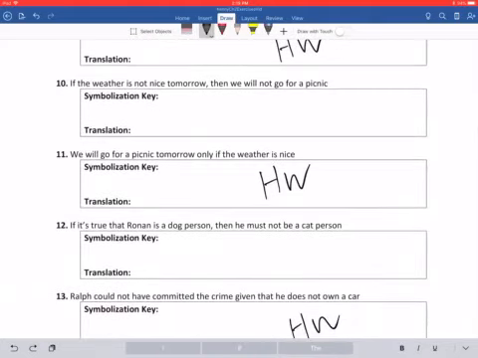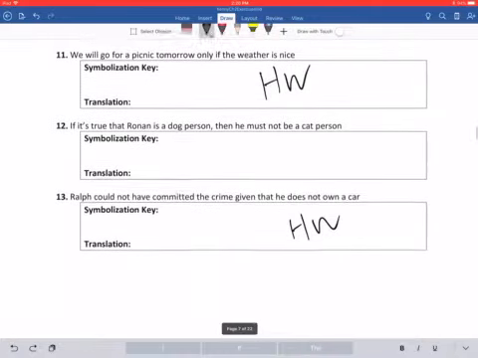Number 10, if the weather is not nice tomorrow, then we will not go for a picnic. So again, notice there's a not on both the antecedent and the consequent. So W will equal the weather is nice tomorrow. Right? Now that comes after the if, and again we have a just plain old if here, so that's the antecedent. Then, so horseshoe, we will not go for a picnic. So P, we will go for a picnic. Tilde for not. So not W, horseshoe, not P.